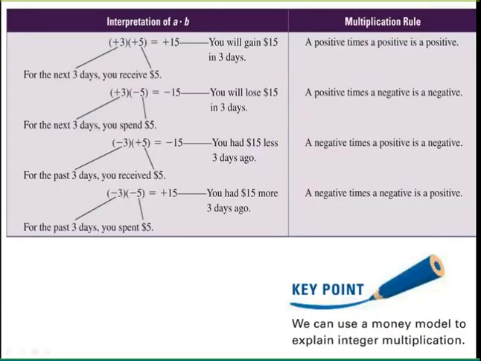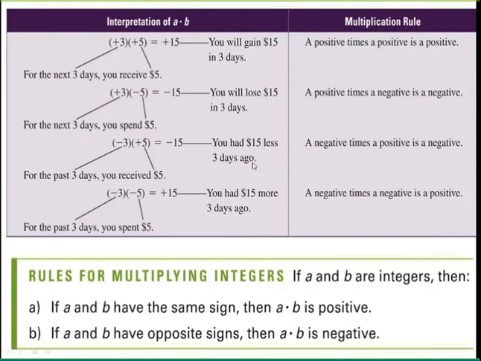Here are some rules with multiplication. We've got positive times a positive gives us a positive. A positive times a negative gives us a negative. Negative times a positive gives us a negative. And then a negative times a negative gives us a positive. These are the rules. You've probably heard the rules before. Here are the actual overall rules, but here's why they work.